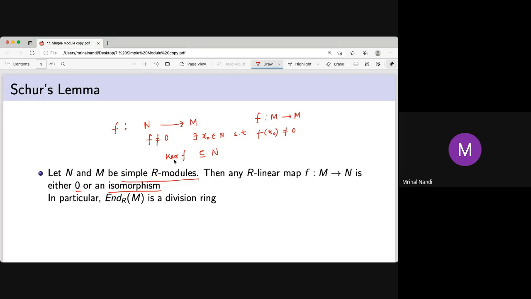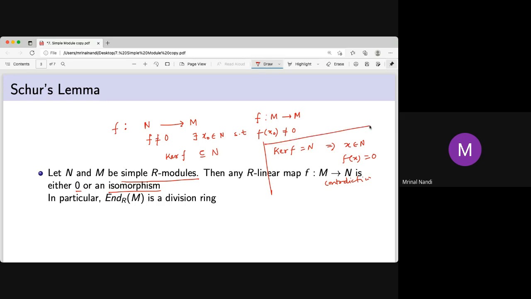It's either 0 or N. Now, what about if kernel is 0? If kernel is 0, that means every element goes to 0. No, sorry. If kernel of f is N, what is the meaning of that? That means for every x in N, f of x equals 0. So that means it is the 0 function, so it can't be true. So kernel of f being N is a contradiction.